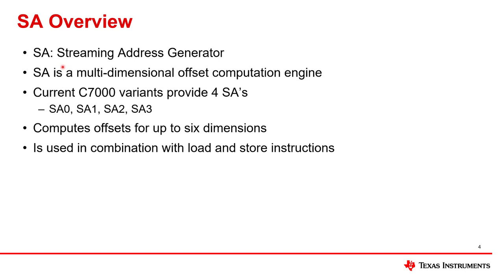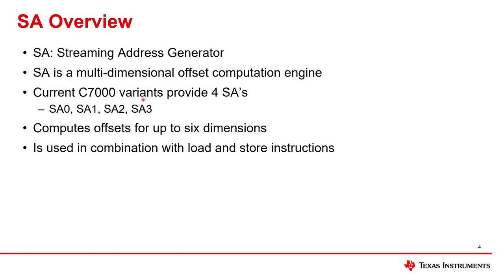Throughout these two videos, the abbreviation SA stands for Streaming Address Generator. This is also true throughout the compiler documentation, application notes, and other things like that. An SA is a multi-dimensional offset computation engine. I realize that sounds a bit odd right now, but when we start going through the examples, trust me, it'll start to make more sense.